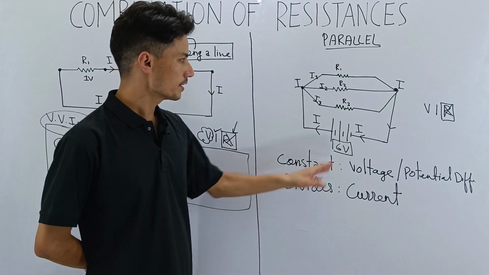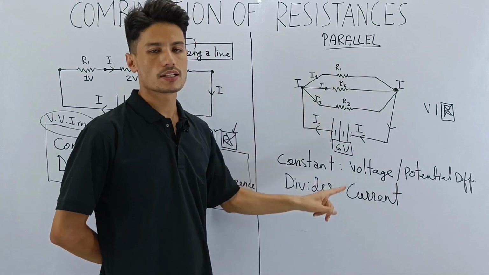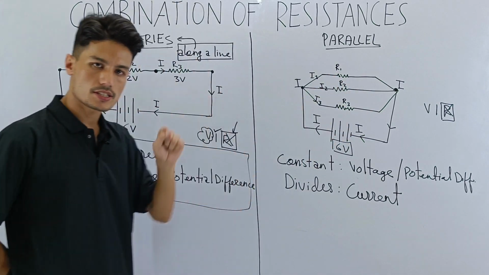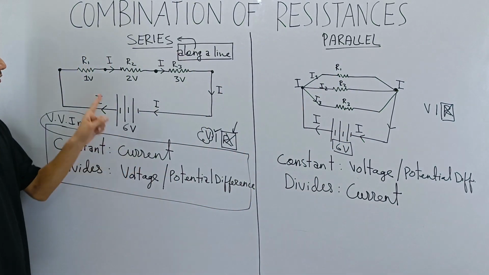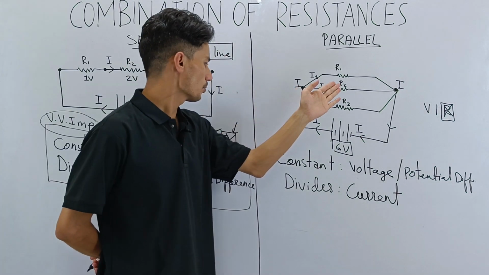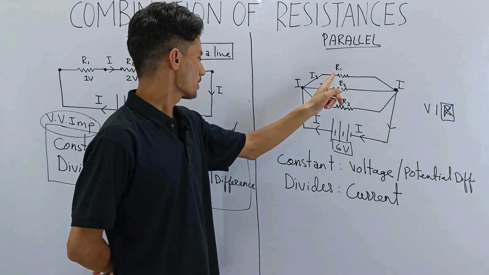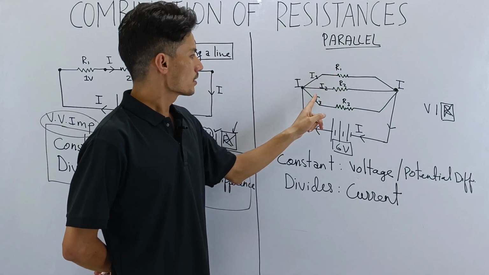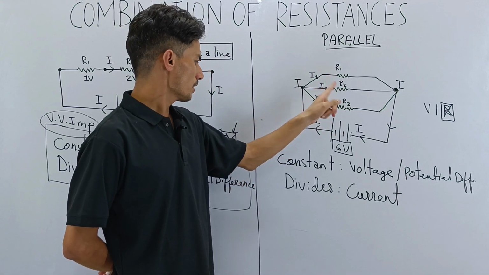So current divides across R1, R2, R3, just like potential difference got divided across R1, R2, R3. In parallel combination, current divides along R1, R2, and R3.